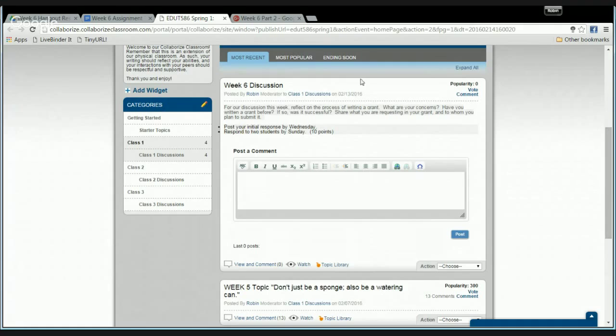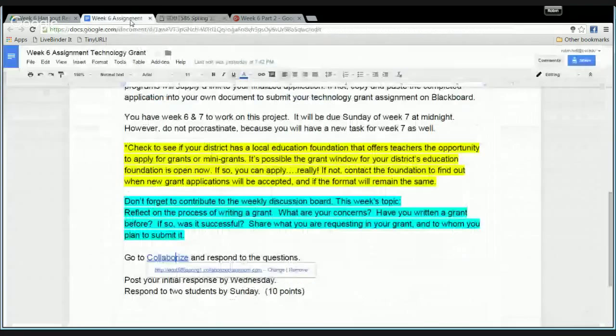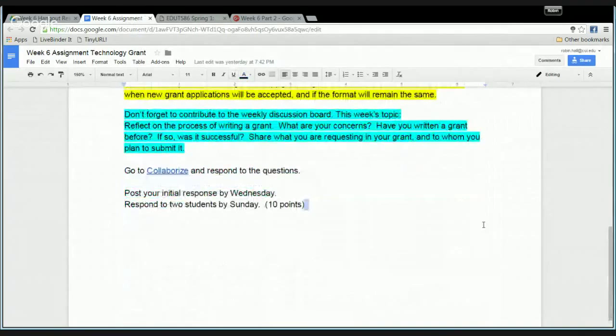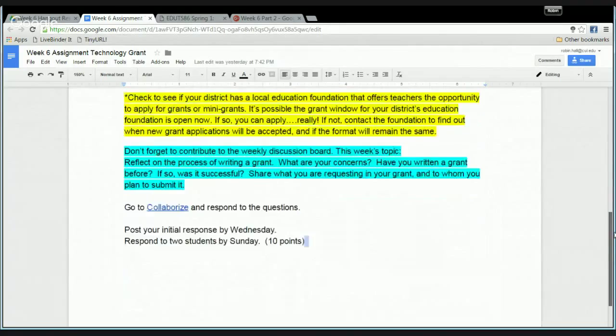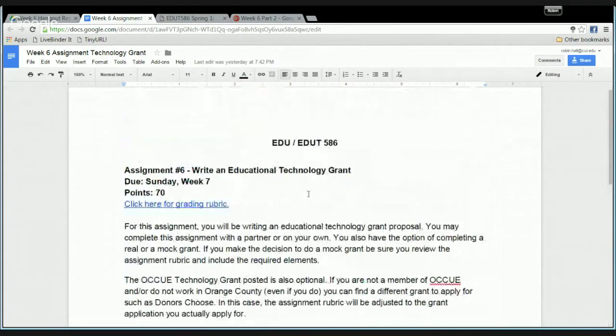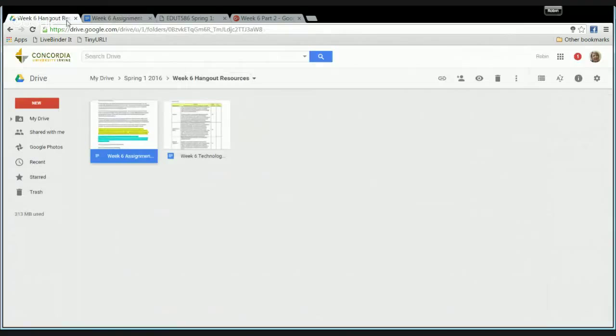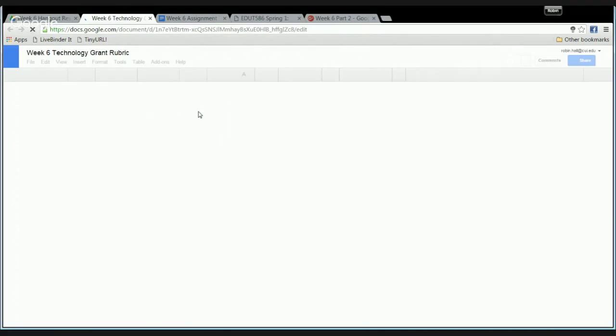All right, so we're going to move back to the assignment. That's all that is on this form for this week. And again, this is the copy of the assignment that I've posted in your Hangout folder for week 6. All right, so we'll take a quick peek at the rubric.